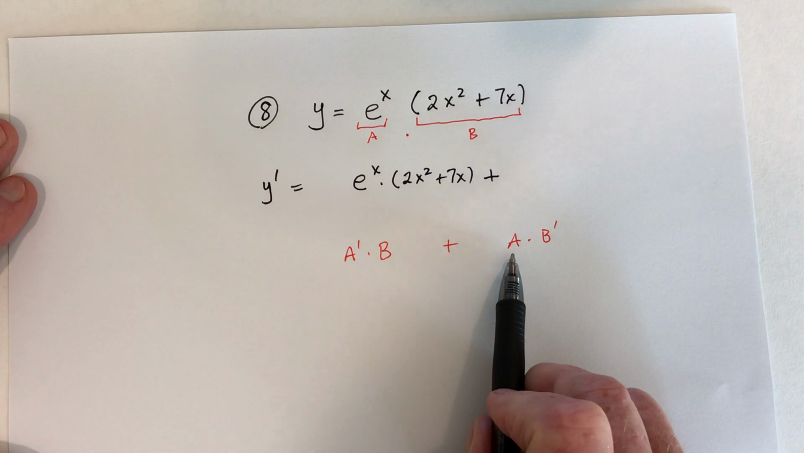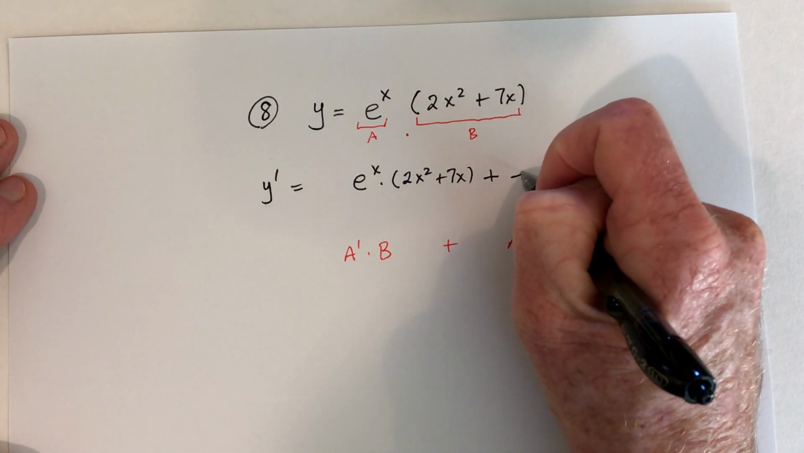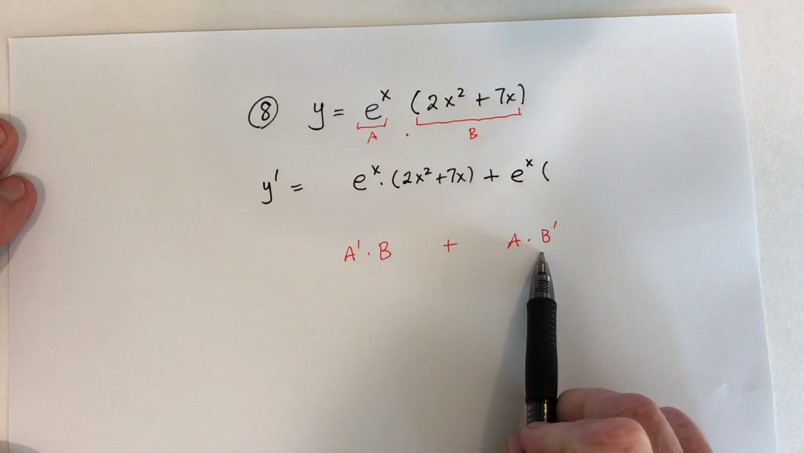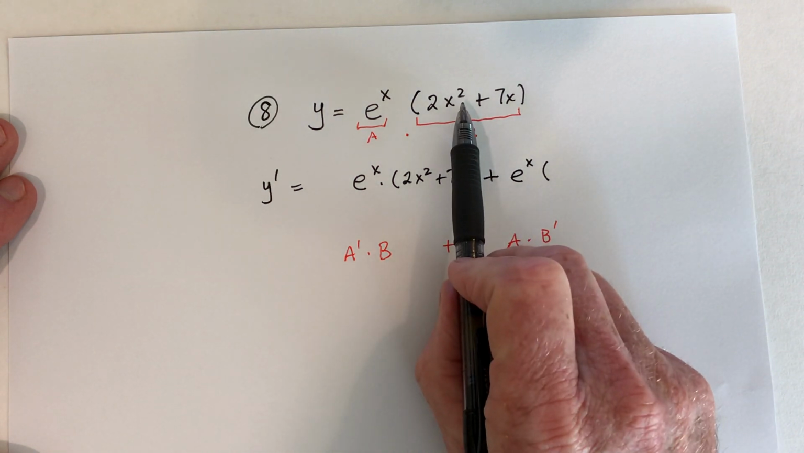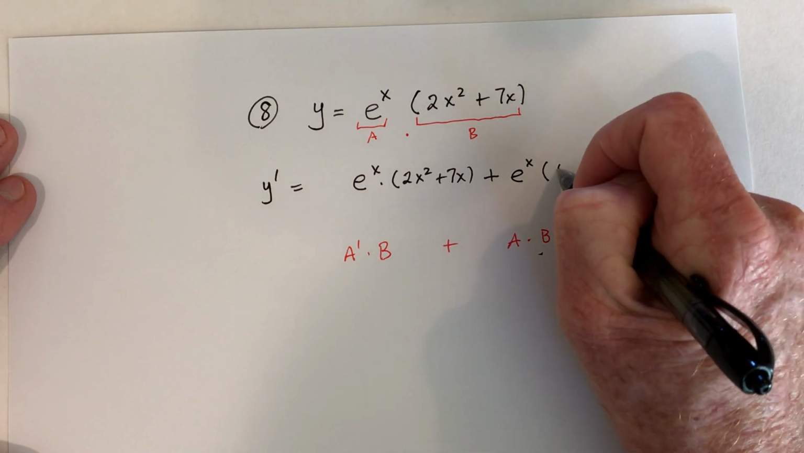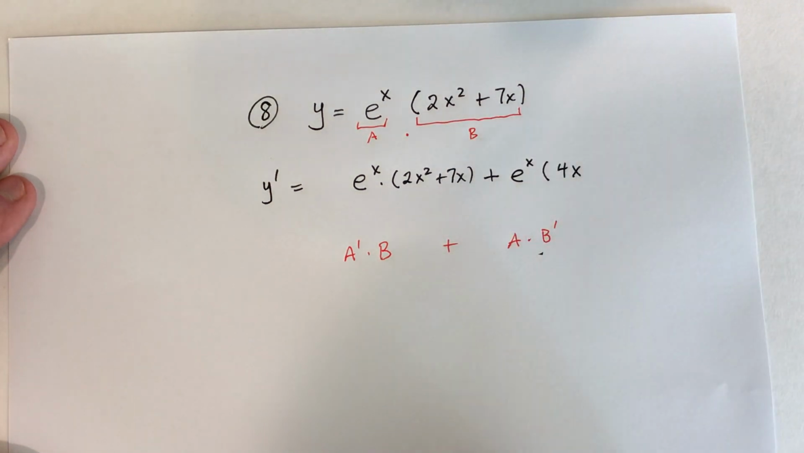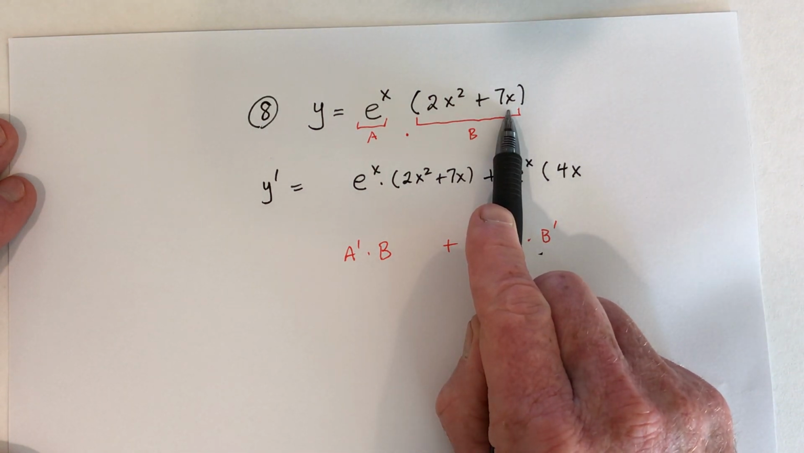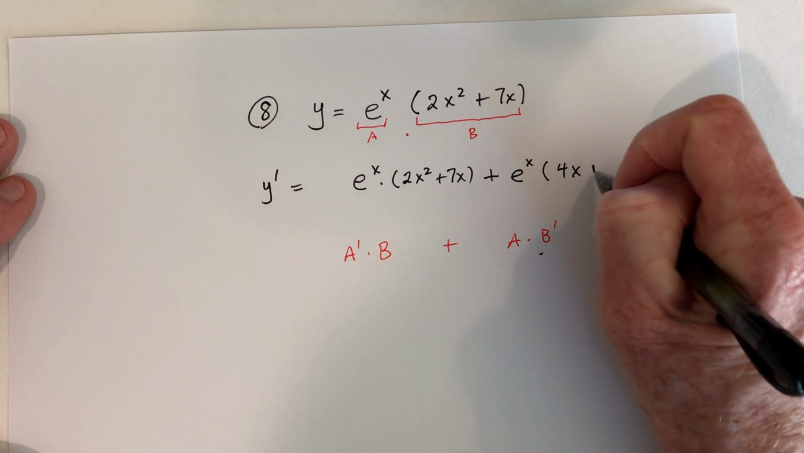Now just copy down the a function. So that's going to be e to the x. And now take the derivative of the b. So when you do the power rule right here, put the 2 in front and multiply, that's going to be 4. And when you subtract 1 from the exponent, it leaves 4x. And over here, the derivative of x is 1, so that means the derivative of 7x is just a 7.